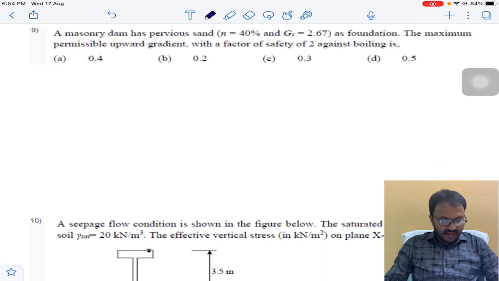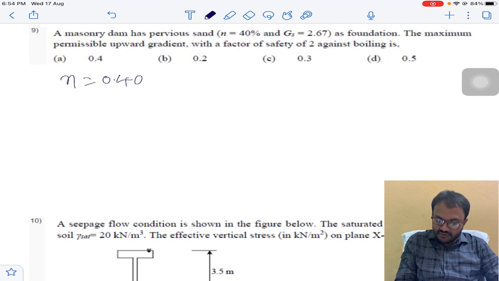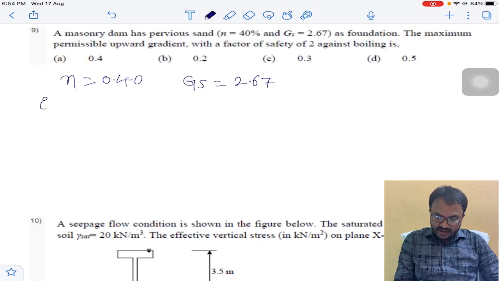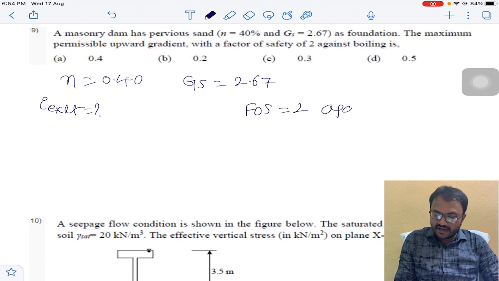Next, ninth question. A masonry dam has a pervious sand with n, that is porosity, equal to 0.40 and specific gravity of solids Gs equal to 2.67. The maximum permissible upward gradient, generally we call the permissible upward gradient the exit gradient, so exit gradient we need to calculate. Factor of safety is 2 against boiling.